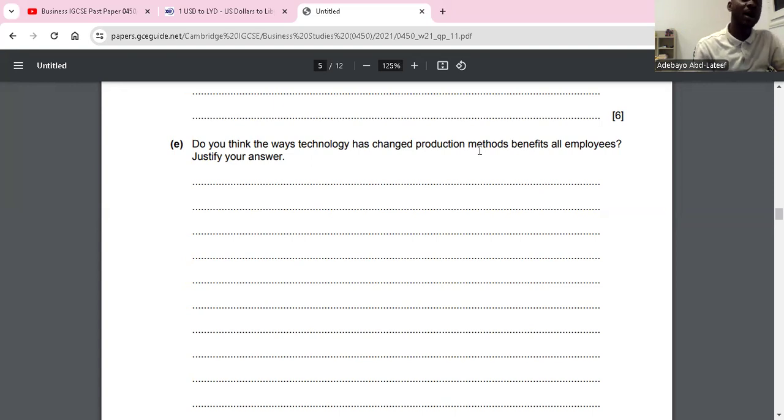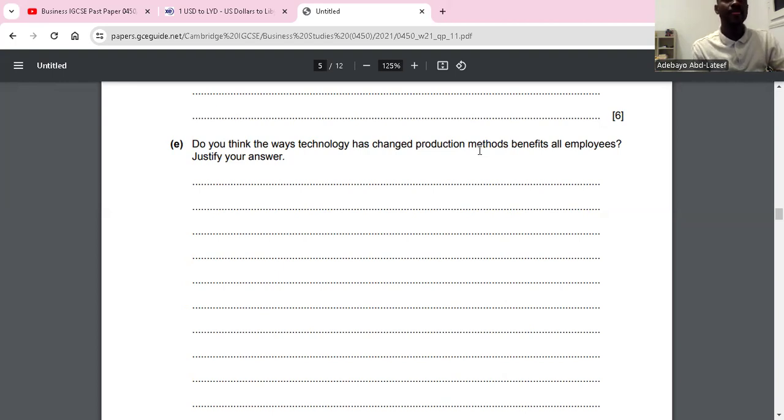So how is it beneficial to skilled workers? The question asks how it is beneficial to employees, right? But you have to distinguish it. You're talking about skilled workers. With technology, we need skilled workers to use the technology, yes or no? So the demand for skilled workers will increase, making skilled workers get more pay.